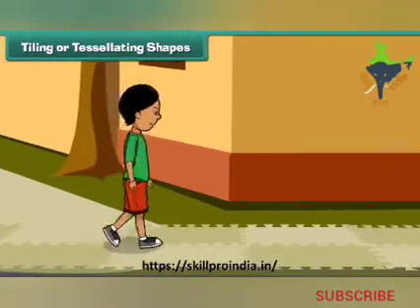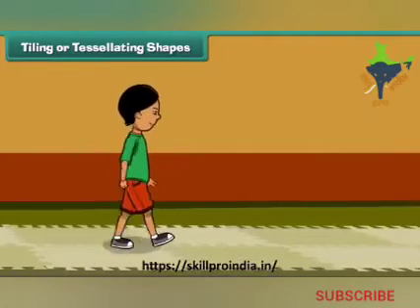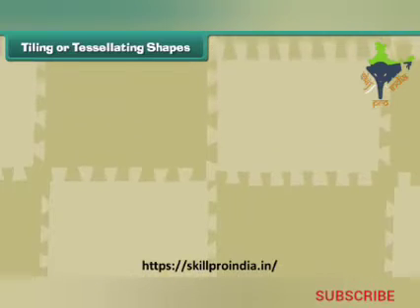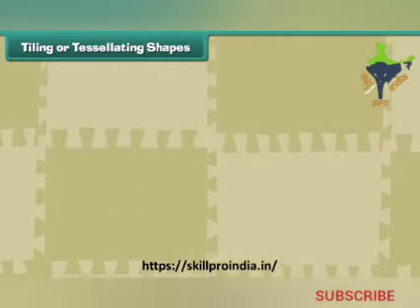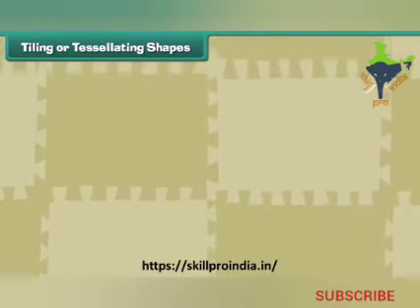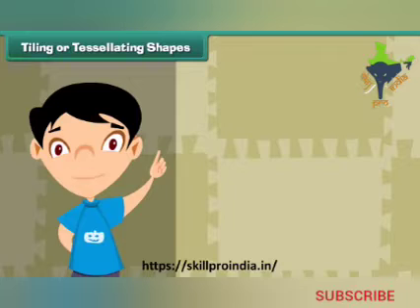Tiling or tessellating shapes. Rajni is on her way to the pharmacy. She notices tiles of irregular shapes on the pavement. She observes that the tiles have been fitted together without any gaps between them. Moreover, the tiles do not overlap. The tiles form a tessellation. A tessellation is a two-dimensional figure created through the repeated use of a geometric shape in such a way that there are no gaps or overlaps.